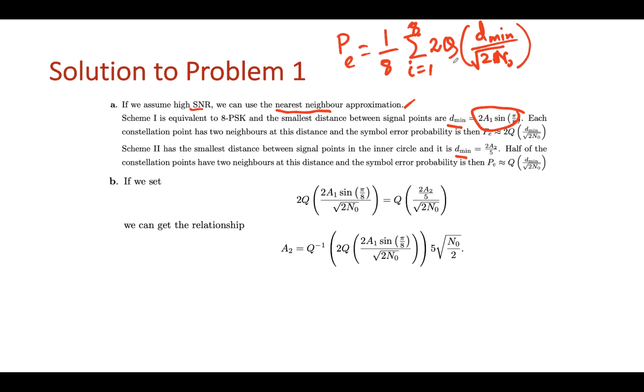So this is true for all the signals. Every signal has 2 nearest neighbors, so this will give you 2q. I should write approximately equal to, because we are using an approximation or a bound here. So this is 2q, and your d mean is twice of a1 sine pi by 8 divided by this. So this is the formula that you get for scheme 1.